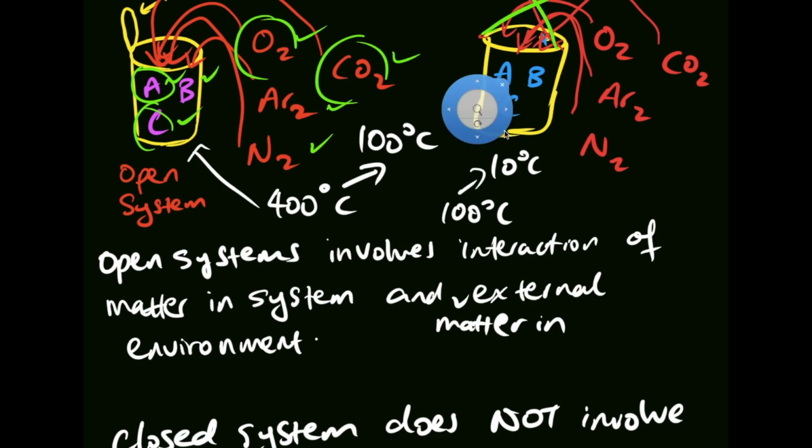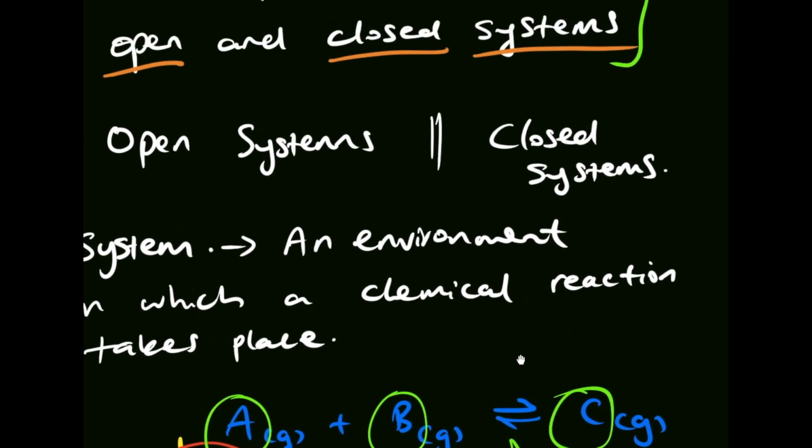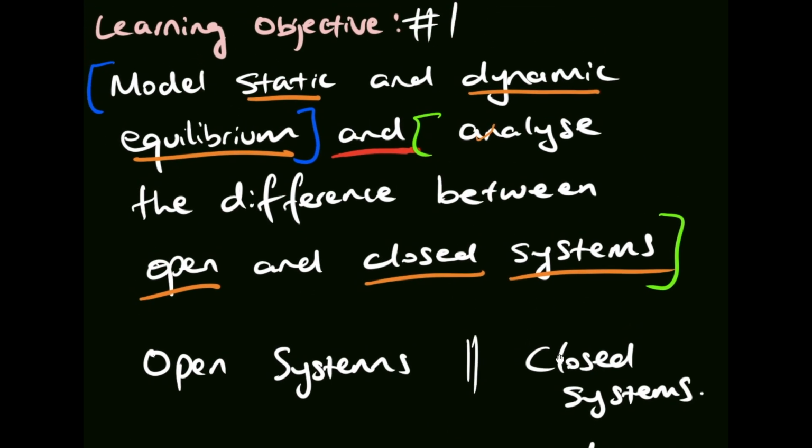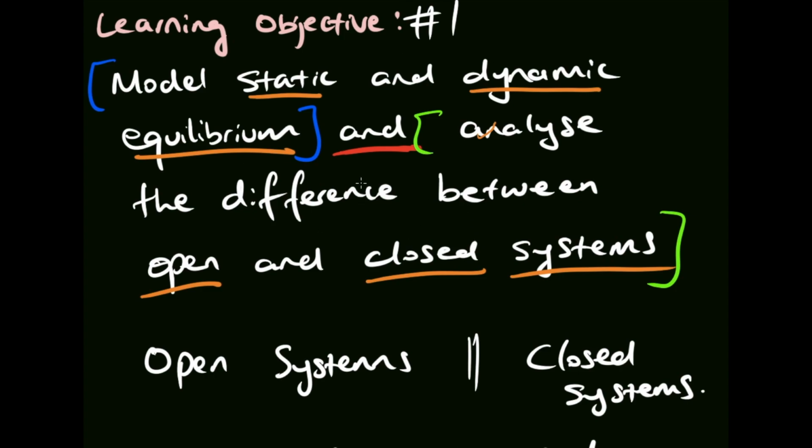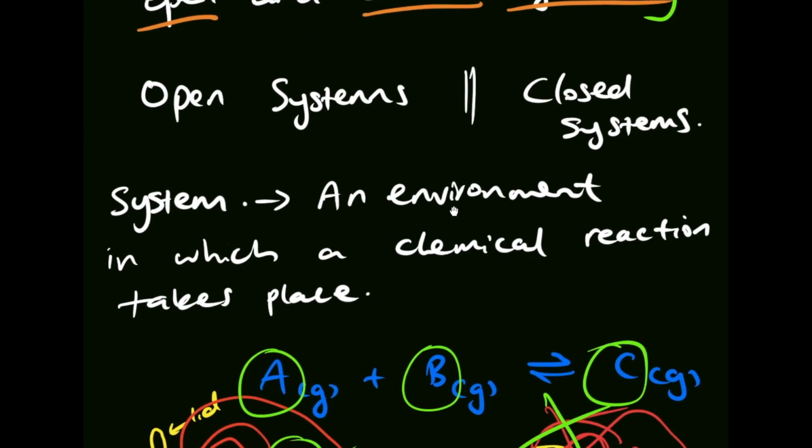Yeah, so now let's just go back and see where we're at. So now we have analyzed the difference between open and closed systems involving reactions that could take place in an open environment or closed environment, both reversible and non-reversible. And now it's time to see the differences between static and dynamic equilibrium. Okay, so let's just do that.